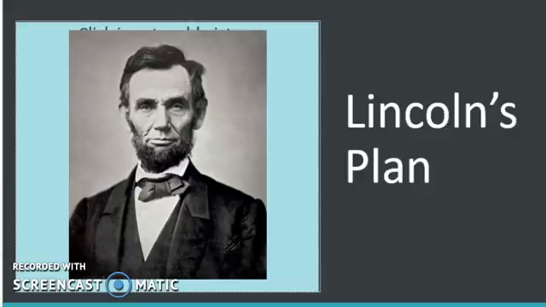So he created the 10% plan in 1863, and it said that if only 10% of a state's voters took the oath of loyalty to the United States, then a state could be readmitted to the Union and start setting up their new state government again. And then if they wrote their new constitution, and in the new constitution abolished slavery and provided a plan to educate African Americans in their state, then they could send their congressman back.